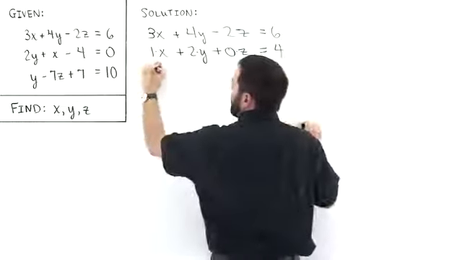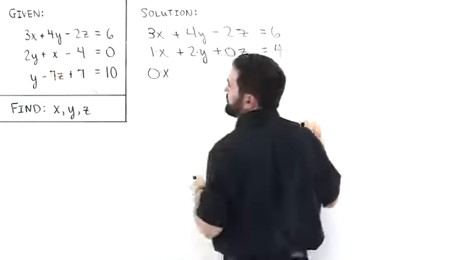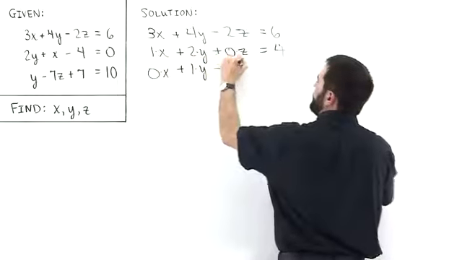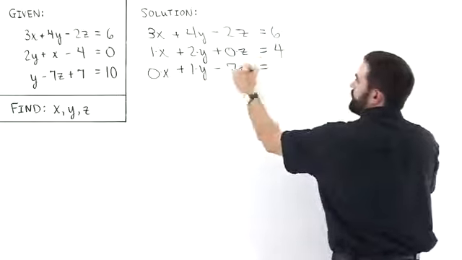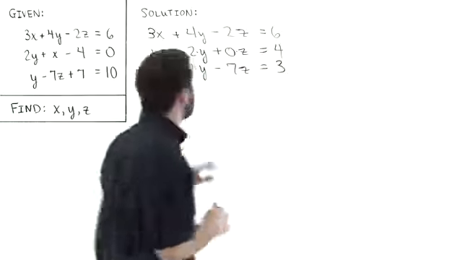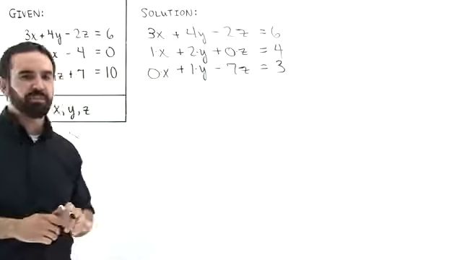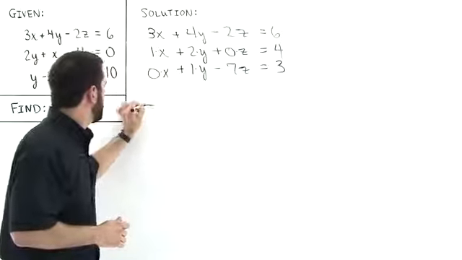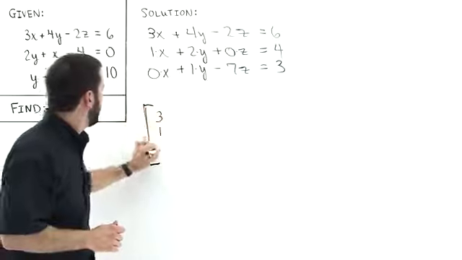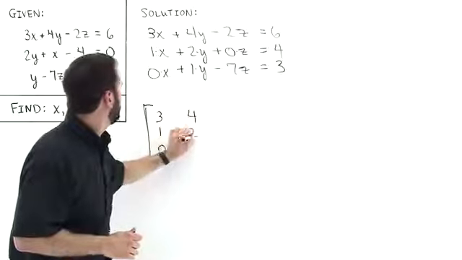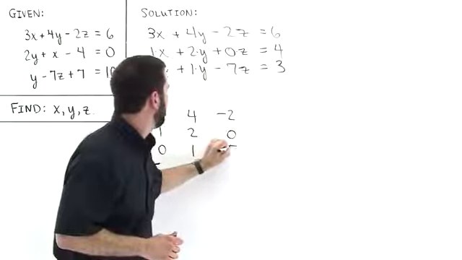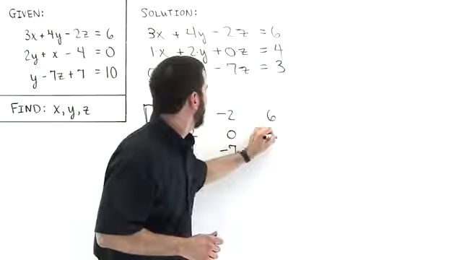Then we have 0 times x, because there's no x in this equation, plus 1 times y minus 7z equals, bringing the 7 over, 10 minus 7 is 3. So this system of equations can now be represented by a matrix. And that matrix will look like the following. It will have a 3, a 1, and a 0, 4, a 2, and a 1, minus 2, 0, minus 7, and then 6, 4, and 3.